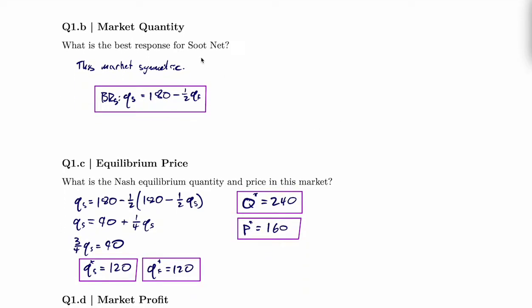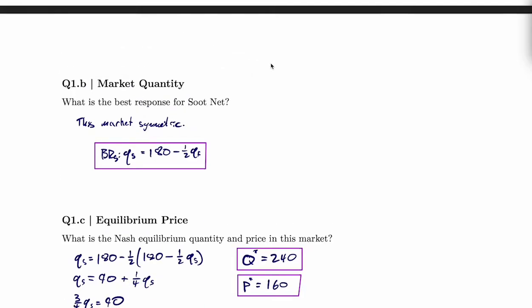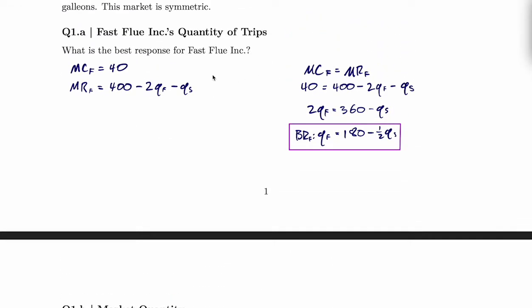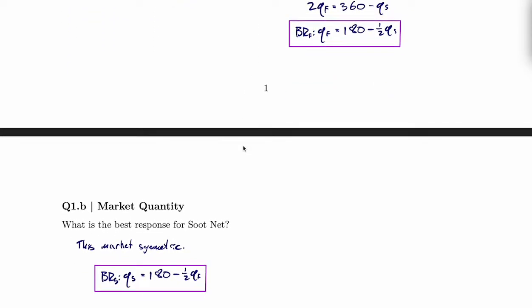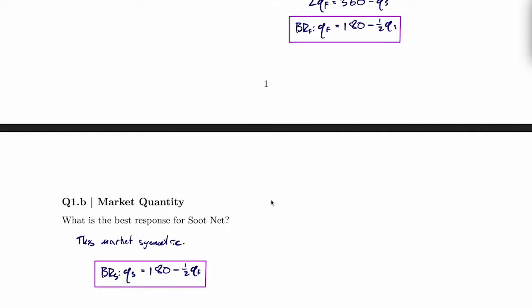And then we do the same thing for, this title is a little misleading. The question is to do the same thing essentially for SootNet. So we solve for the best response for Fast Flu by setting these two equal to each other. All we would do for SootNet is set marginal cost for SootNet equal to marginal revenue for SootNet.